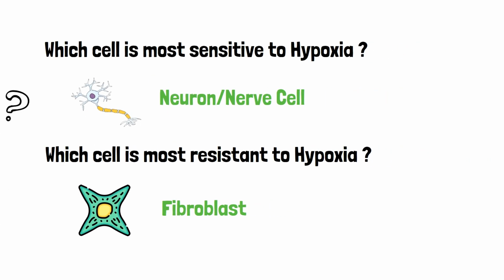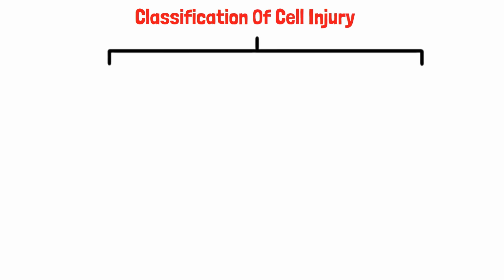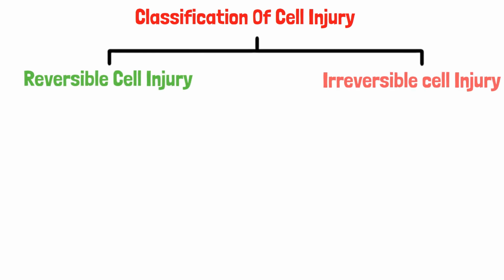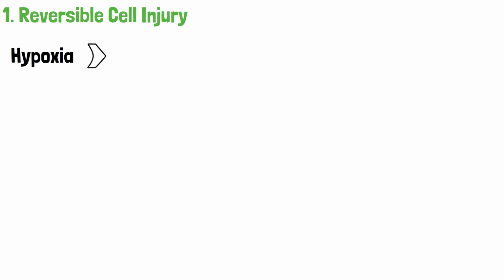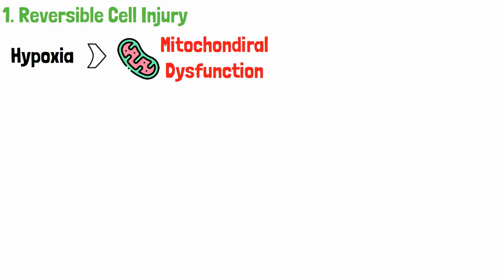Now let's see the classification of cell injury. Cell injury can be classified as reversible and irreversible cell injury. Starting with the reversible cell injury. The pathogenesis of reversible cell injury starts with a stressor like hypoxia. The first cell organelle to be affected by hypoxia is mitochondria. So, hypoxia leads to mitochondrial dysfunction.